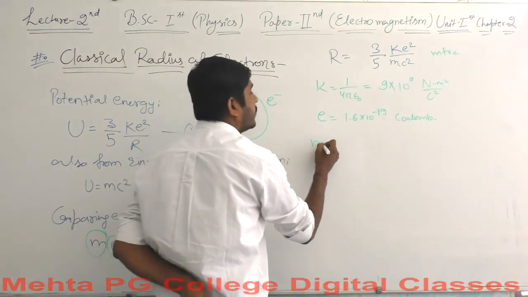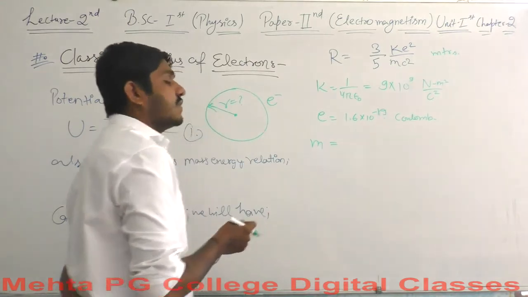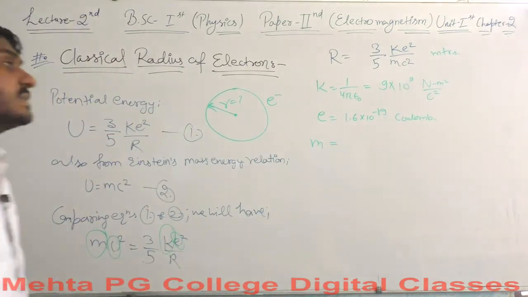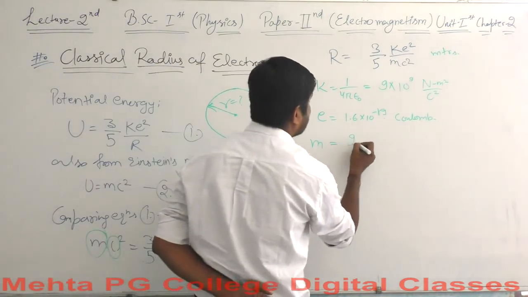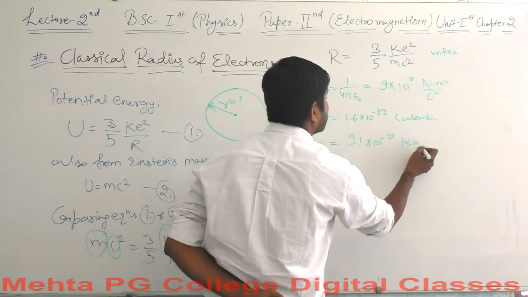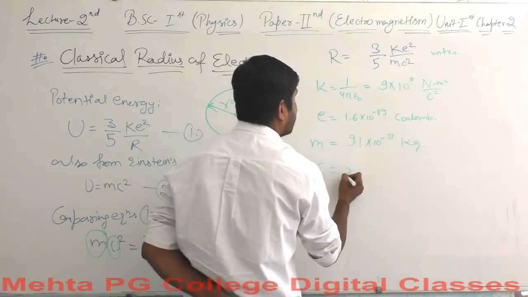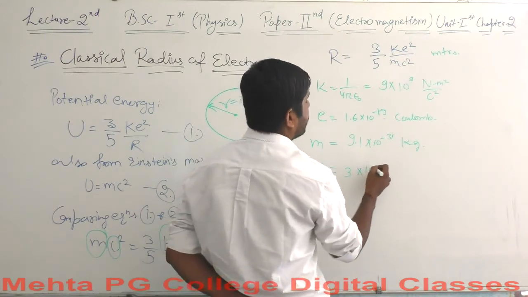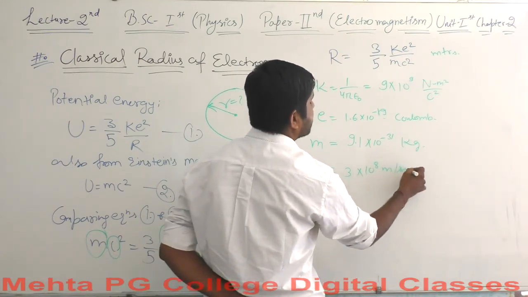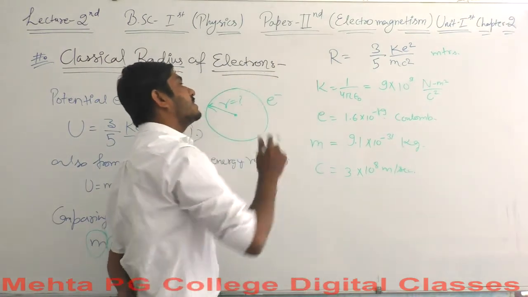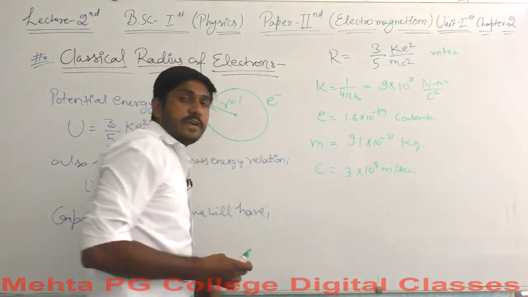The value of m here, the mass of electron, is equals to 9.1 into 10 to the power minus 31 kg. The thing that remains is the velocity of light, and you know very well this is 3 into 10 to the power 8 meters per second. These are the values. We will use all these values in this equation, and we will have the value of R.